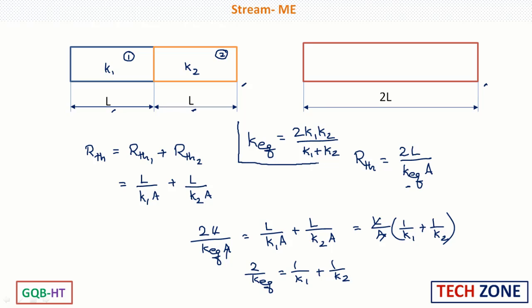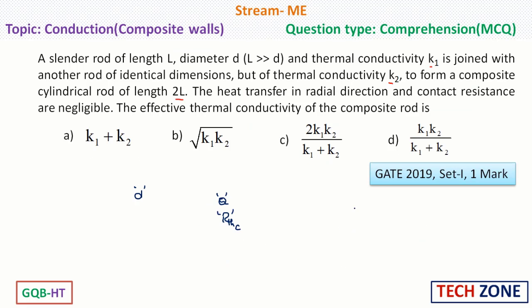So the equivalent thermal conductivity of this composite rod is 2 K1 K2 by K1 plus K2. As this is a multiple choice question, option C will be correct for this particular question, and this is the end of the explanation for this particular question.